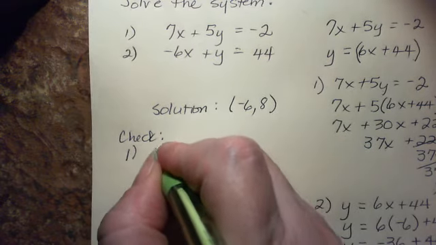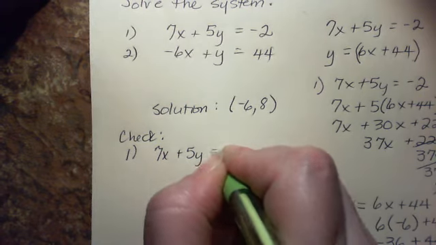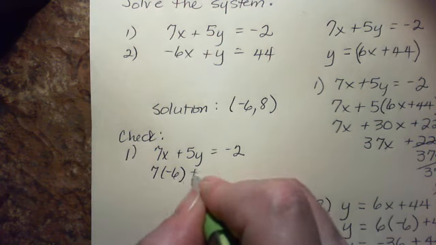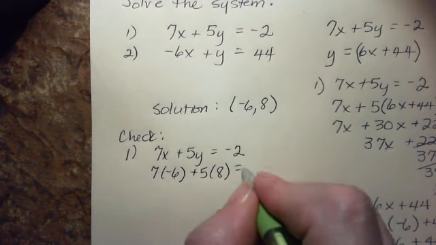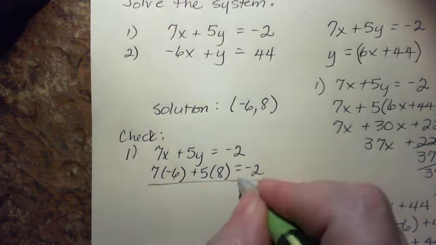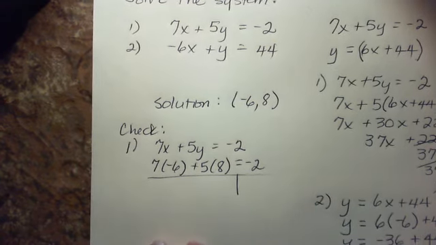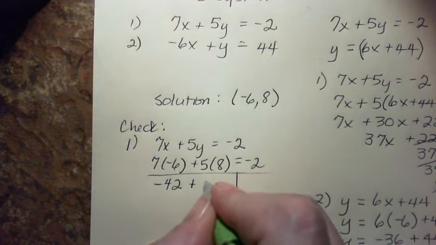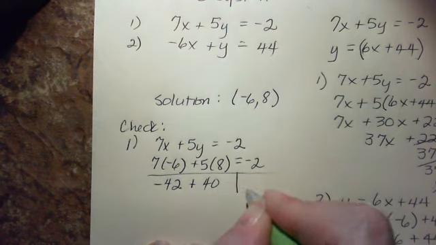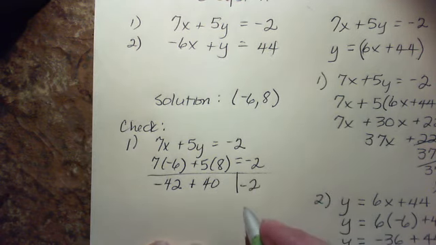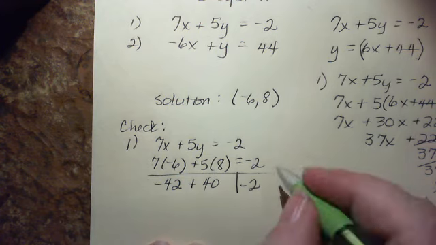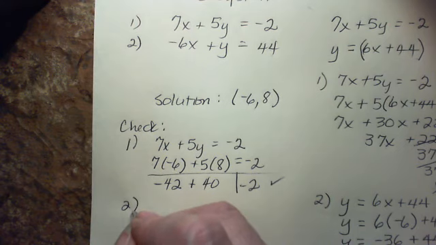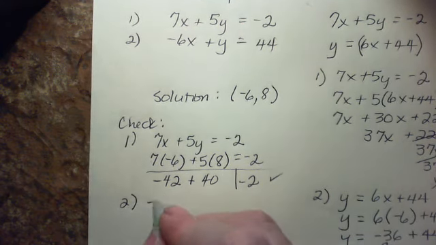So we're going to check number 1. That's 7x plus 5y is equal to negative 2. I'm going to use the value negative 6 for x and the value 8 for y. And we're going to see how that works out. 7 times negative 6 is negative 42 plus 5 times 8, that's 40. And negative 42 plus 40, you can run that in your calculator and see it does actually equal negative 2. And let's check for equation 2 as well.